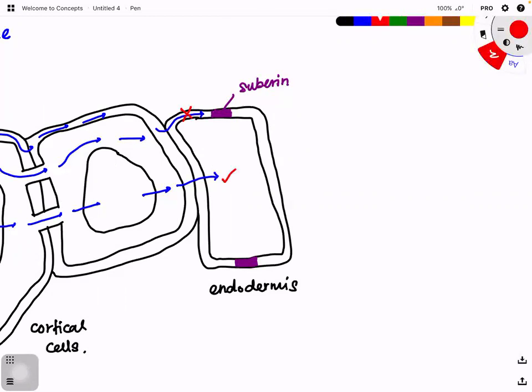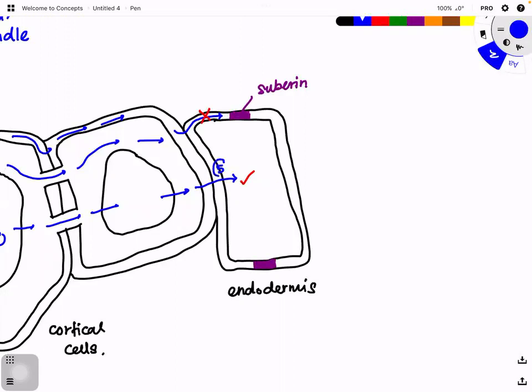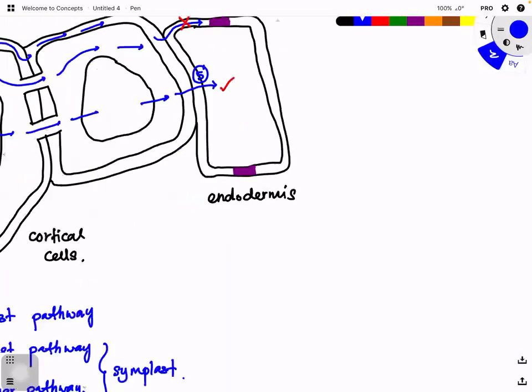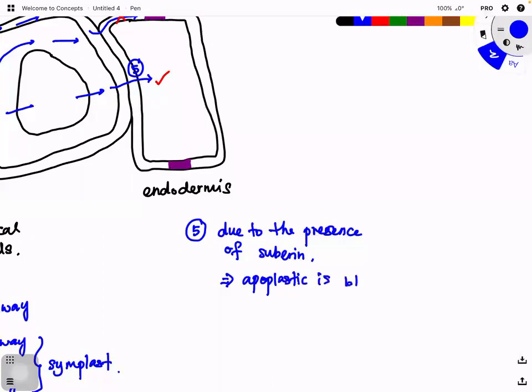Are you clear? So this part, I'm going to put it as number 4, number 5. Number 5, you can see that due to the presence of suberin that forms the Casparian strips, the apoplastic pathway is blocked. Allow only the symplastic pathway. Are you clear? Okay, so endodermis.